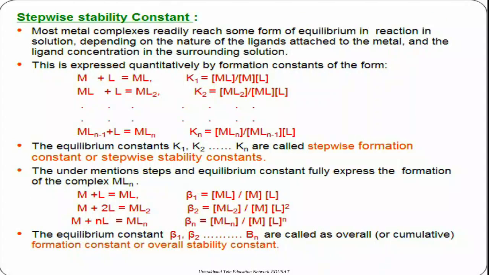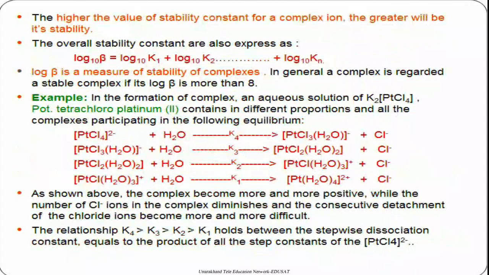Therefore, we can say that the stepwise constant and overall constant, if we calculate, the value will be the same. The higher the value of the stability constant of a complex ion, the greater will be its stability. The overall stability constants are also expressed as log10 beta is equal to log10 K1 plus log10 K2 plus so on up to log10 Kn. Means the total of these values will be the overall constant, that is log10 beta.